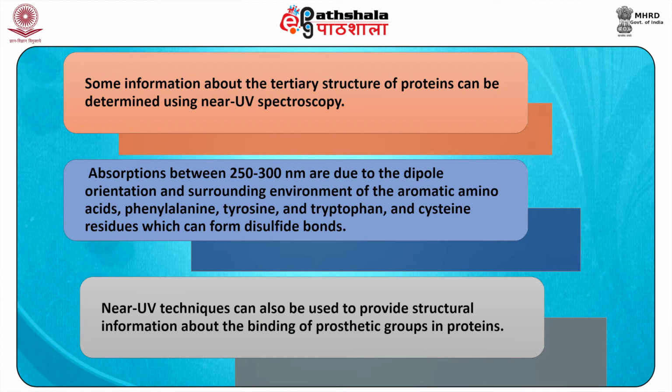Absorptions between 250 to 300 nanometers wavelength are due to the dipole orientation and surrounding environment of amino acid residues, namely the aromatic amino acid residues phenylalanine, tyrosine, tryptophan, and also to some extent cysteine residues, which can form disulfide bonds. Near UV techniques can also be used to provide structural information about the binding of prosthetic groups in proteins.